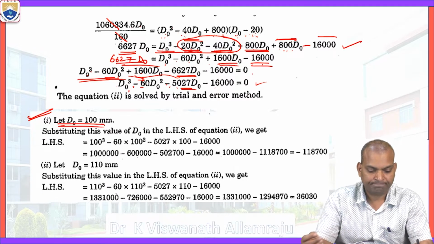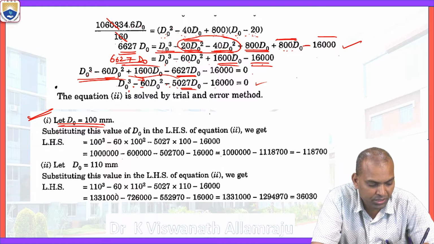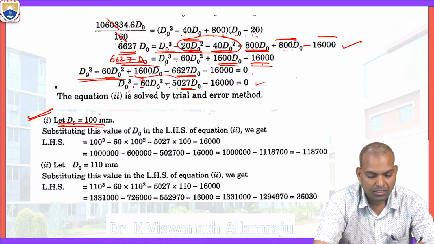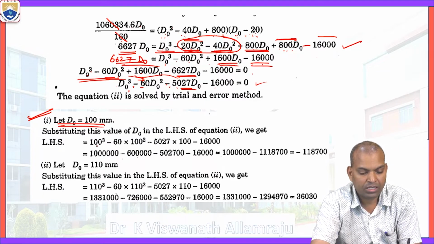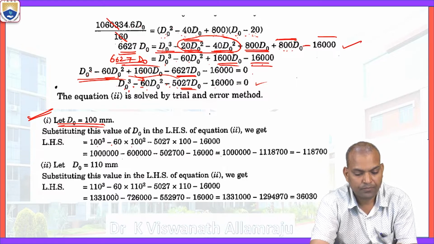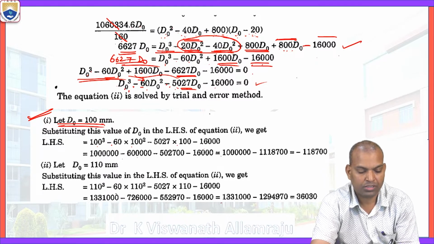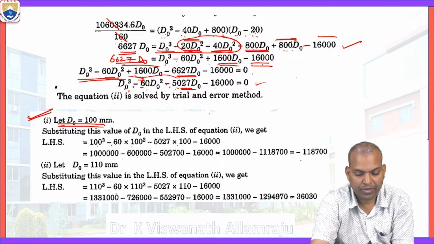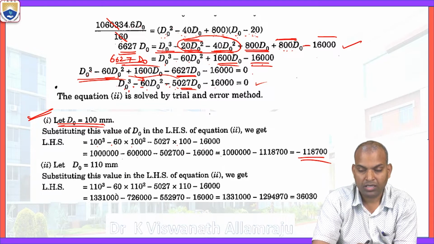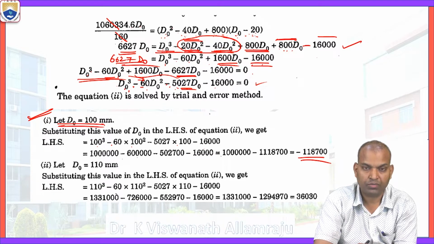Now here, after substituting this value do in the LHS, what will happen here? 100 cube minus 60 times 100 square minus 5027 times 100 minus 16,000. The value after simplifying we got as a negative value, that is negative of 118700. It's a huge amount.